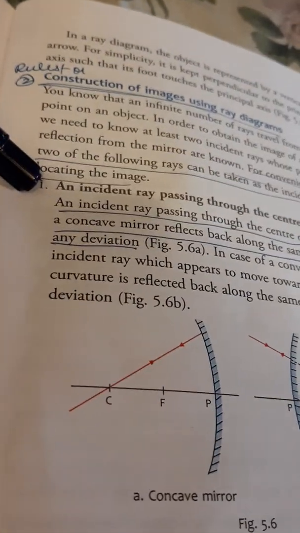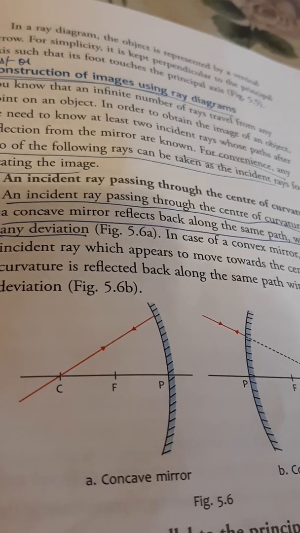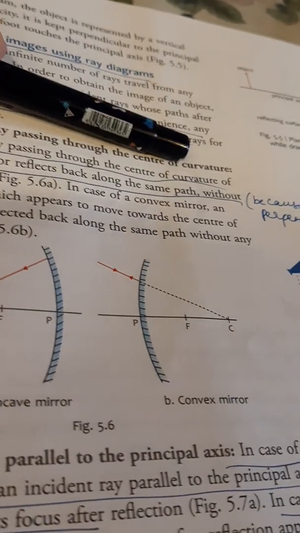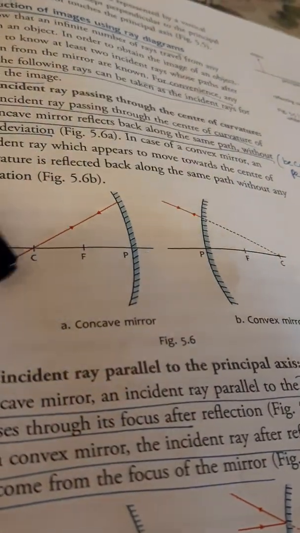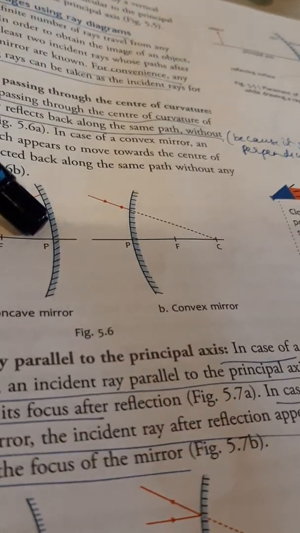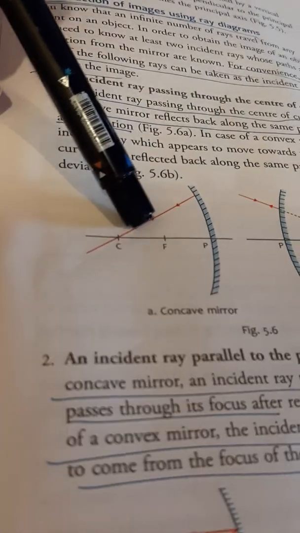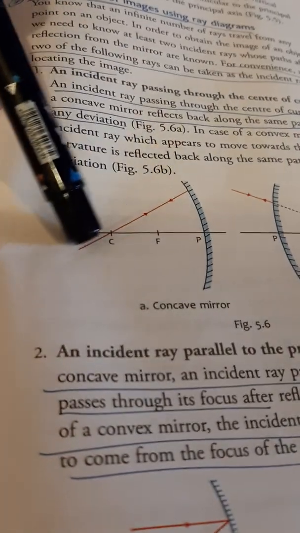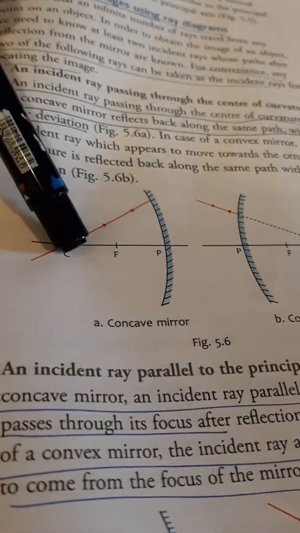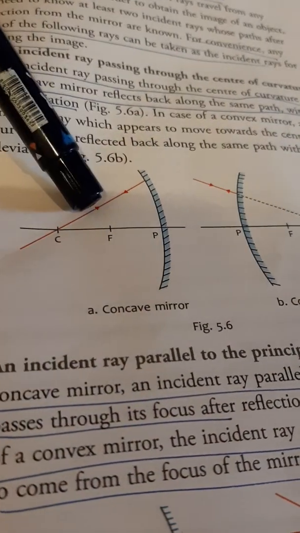Now the first rule is the incident ray which is passing through the center of curvature. Any incident ray which is passing through the center of curvature, the same rules are there for the concave mirror as well as the convex mirror. It is going to reflect back through the center of curvature only, as you can see the arrows.